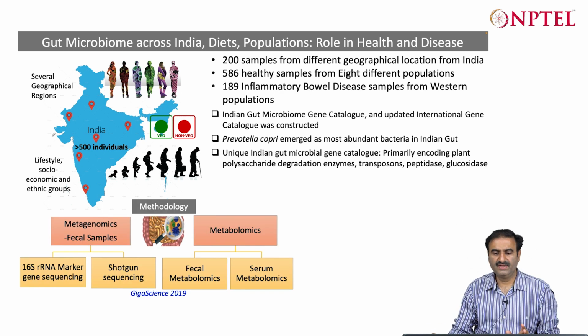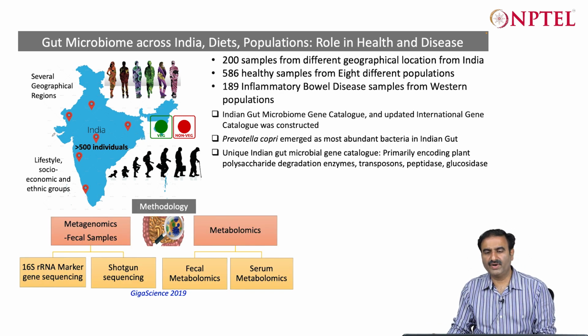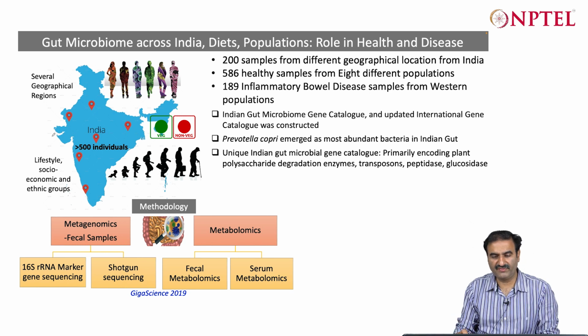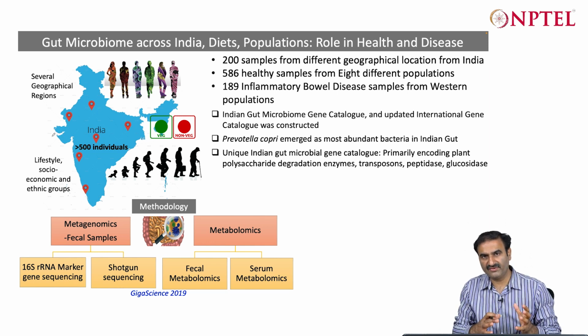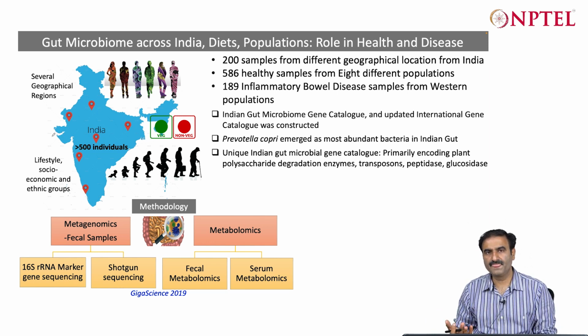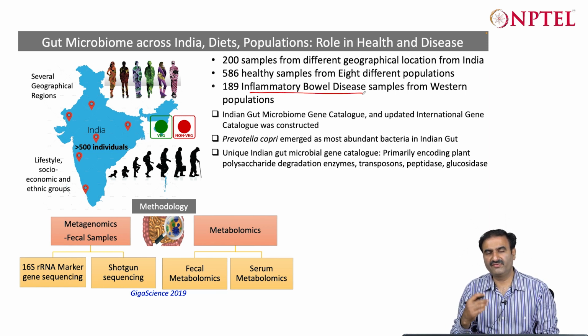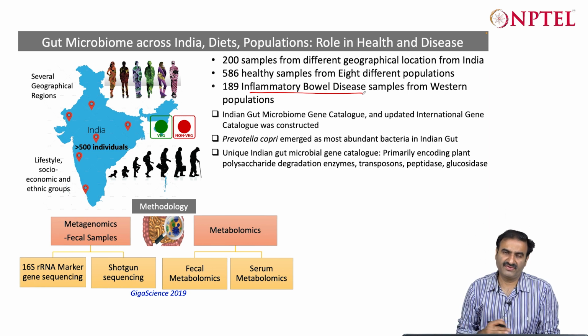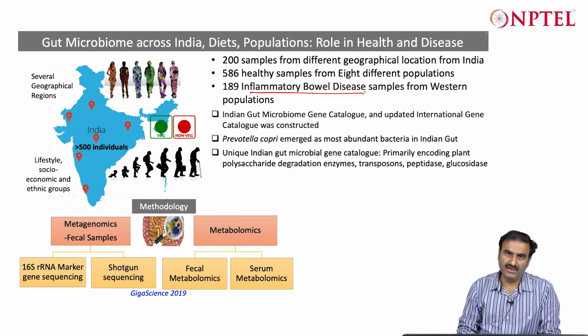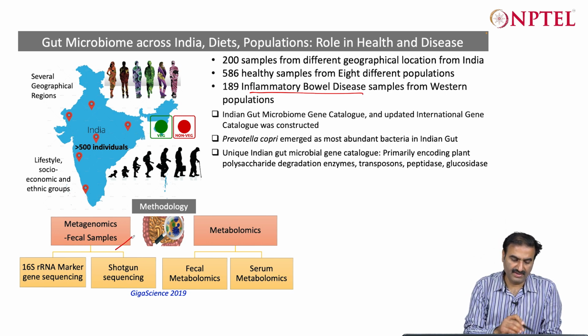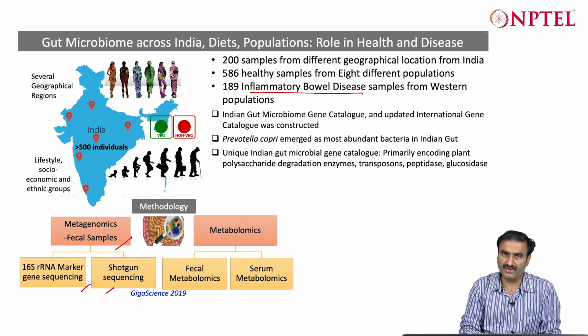So I'm just referring to one study which took samples from different geographical regions, and also did comparative analysis with other populations to understand how this population of India is different from other populations, and how the healthy microbiome differs from the disease microbiome, such as IBD or Crohn's disease in Western populations. The methodology here was the metagenomic approach, including both amplicon based and shotgun based sequencing.